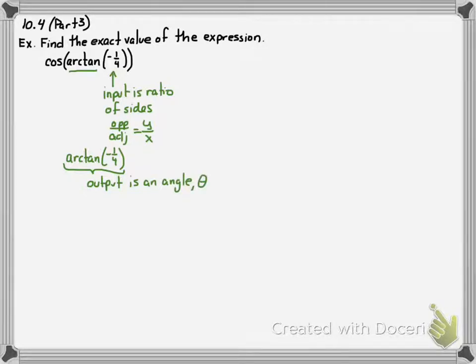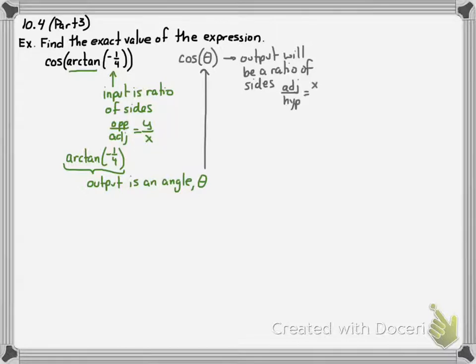Which means that once we have that angle, whatever that angle theta is, then we can plug that theta into the cosine function. So we have cosine of whatever that angle is, and the output will be a ratio of sides. In particular, the ratio of sides that we'll be looking at will be adjacent over hypotenuse, or x over r.